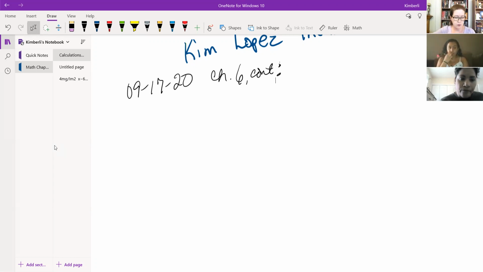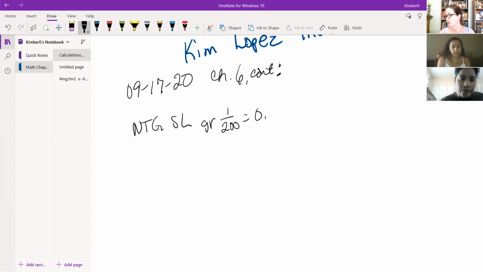Okay, so let's look at chapter 6, conversions between measurement systems. And we talked about page 115 with the nitroglycerin, because that's really important. Nitroglycerin is kind of weird. It comes in 3 strengths. So it's NTG, SL, and the grain 1/200, or 1/200th of a grain, is 0.3 milligrams.